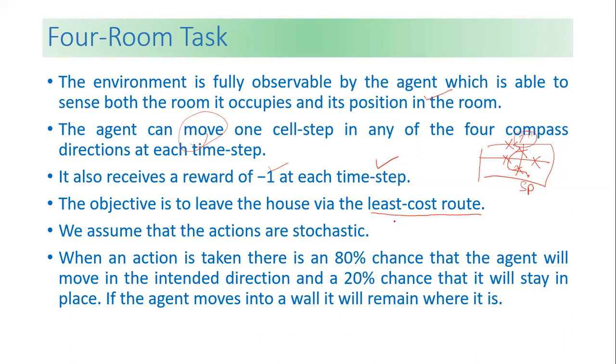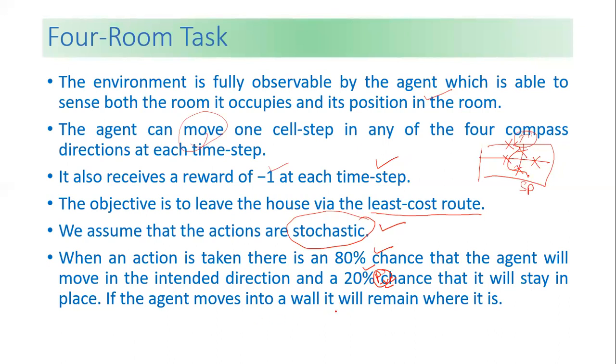So we are assuming these actions will be stochastic here. The actions we are using are stochastic in nature. So when any action is taken, there is an 80% chance that the agent will move in the intended direction, and a 20% chance it will stay in the place where it is. We are talking about the reward here, the punishment. Punishment means it is going in the negative direction.